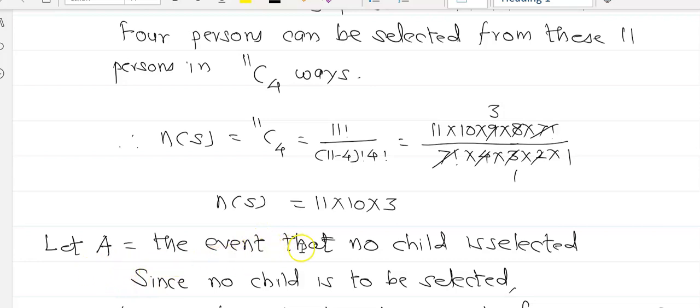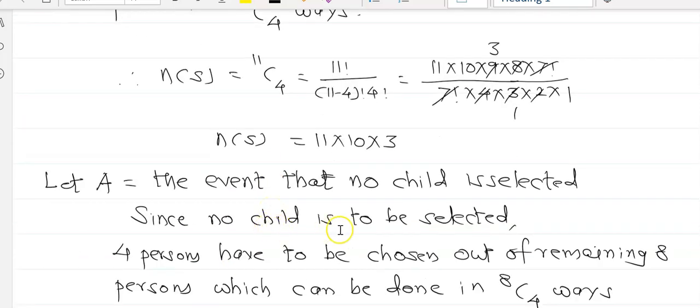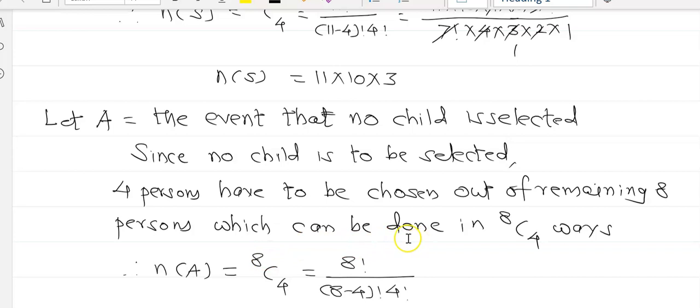Let A be the event that no child is selected. Since no child is to be selected, 4 persons have to be chosen out of the remaining 8 persons, which can be done in 8C4 ways.